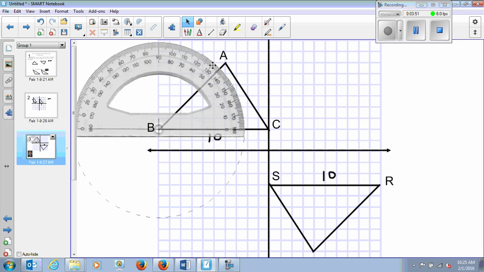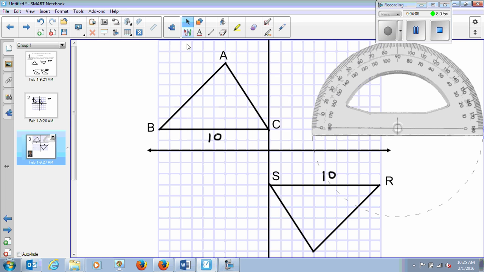Now, it looks like it's 135 or 140, but we know that can't be true because this is an acute angle. So we want to use the inside here, and it's really 10, 20, 30, 40. It's right between 40 and 45. So I'm going to say that that's a 45-degree angle right there. And I had to use a protractor to find that. So that angle's 45.